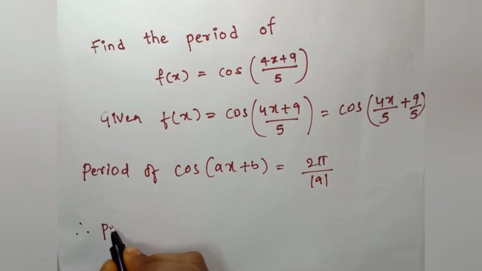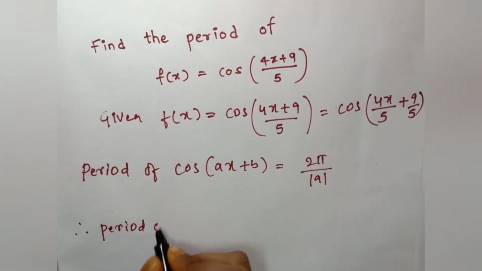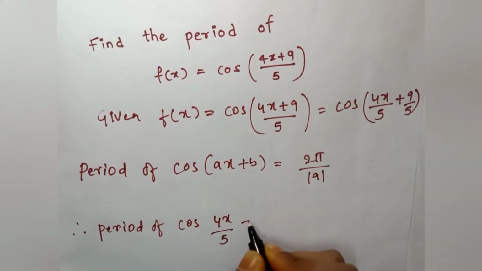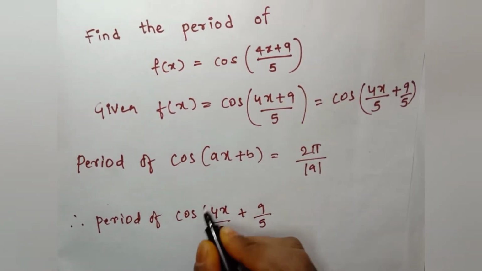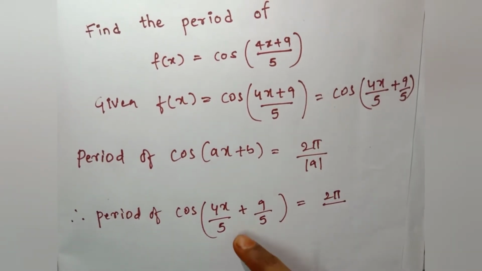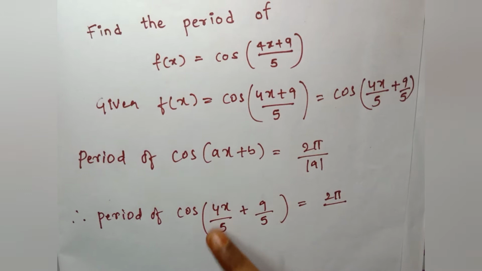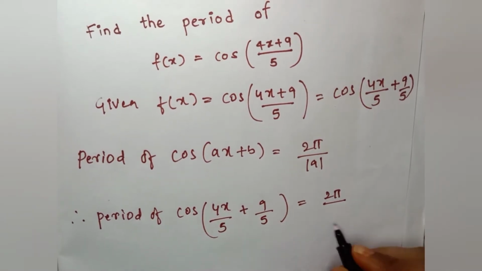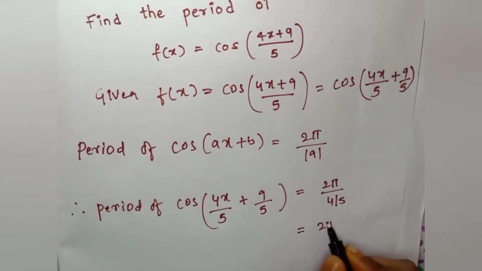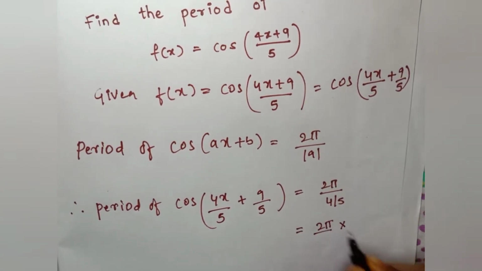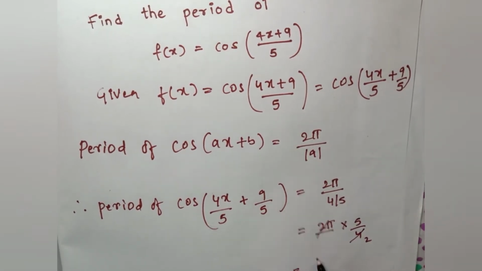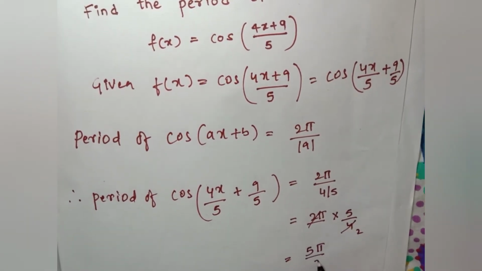Therefore, the period of cos(4x/5 + 9/5) is equal to 2π divided by, here the a value, the coefficient of x, is 4/5. It is the a value. So I'll write 4/5. This can be written as 2π into 5/4, that is equal to 5π/2. That is the answer.